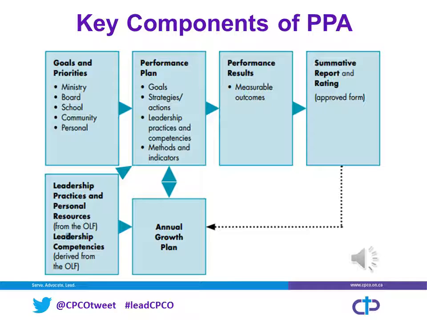This graphic depicts the key components of the PPA process. The appraisal process is intended to support and promote professional growth and development. Each component should be linked to school improvement goals, board goals, and provincial priorities, and connected to one's ongoing professional learning and leadership development. The key components of the PPA include goals and priorities, the performance plan, performance results, and the summative report and rating. These components are informed by the Ontario Leadership Framework and the Annual Growth Plan.